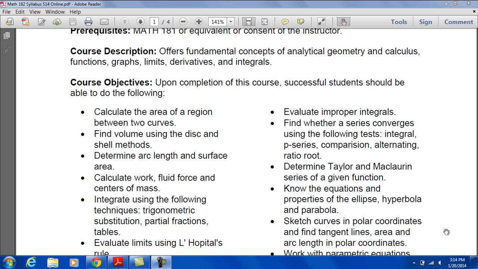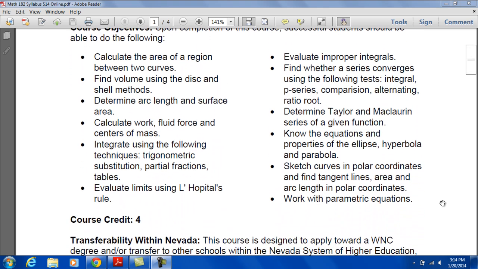Upon completion of this course, successful students should be able to do the following. It's quite a bit here. Calculate the area of a region between two curves. Find volume using the disk and shell methods. Determine arc length and surface area. Calculate work, fluid force, and centers of mass. Integrate using the following techniques: trigonometric substitution, partial fractions, and tables. Evaluate limits using L'Hopital's rules.